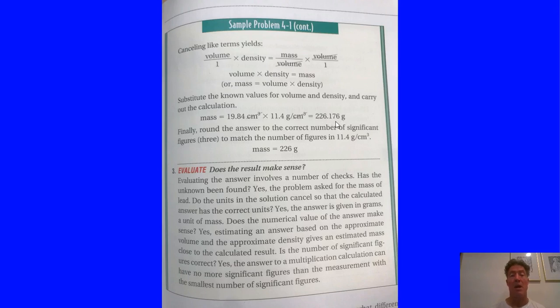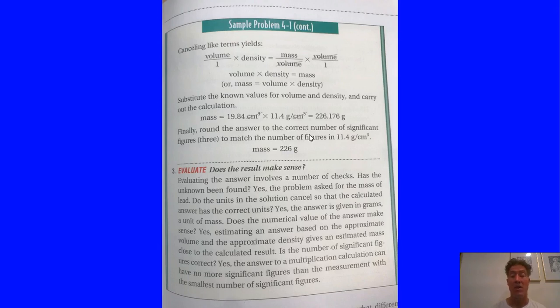So our calculator gives us the number 226.176 grams. Well, we say, can we keep all those numbers? No, because we only started with 4 sig figs here, 3 sig figs here. So our answer, we can only keep 3 sig figs. So we got to round this to the nearest 3, the first 3, and so it'll be 226 grams. Does this answer make sense? Yeah, they asked for the mass of lead, and we found an answer in grams. Our units canceled, and the numeric value makes sense because of the sig figs.